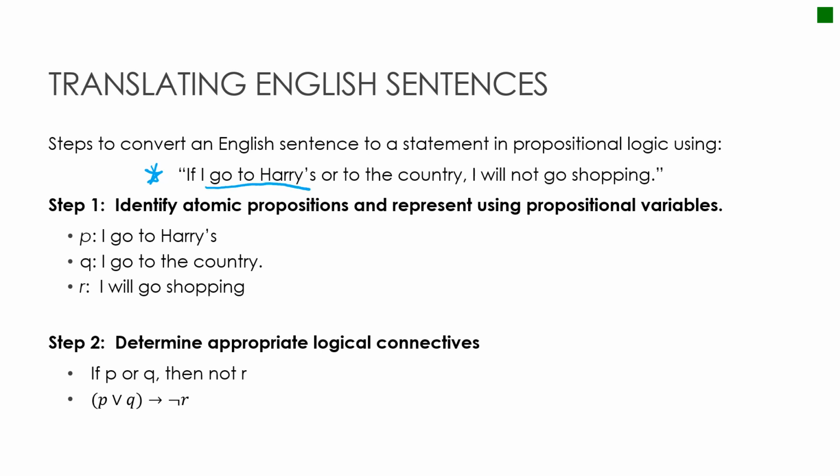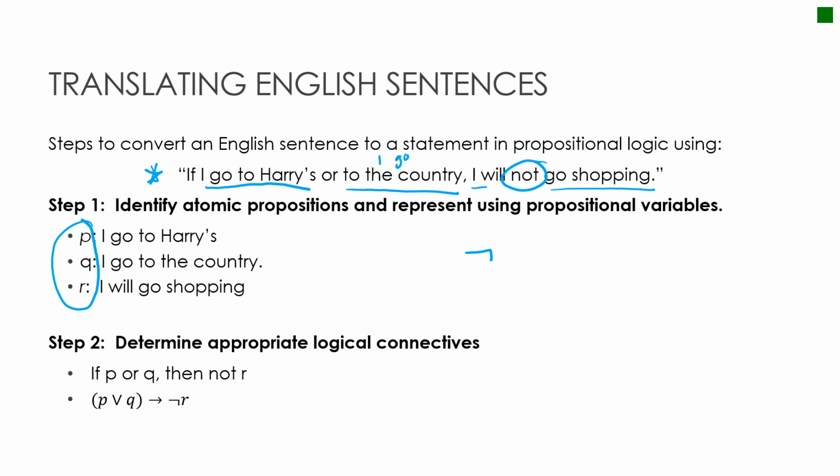I go to Harry's is a statement. I go to the country would be a statement. And I go shopping would be a statement. Notice I'm skipping the not for now, because I will take care of that with the not symbol when I actually write it. So I've identified three propositions, P, Q, and R: I go to Harry's, I go to the country, I will go shopping.